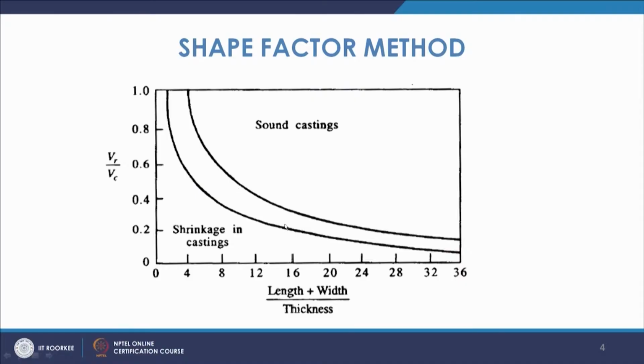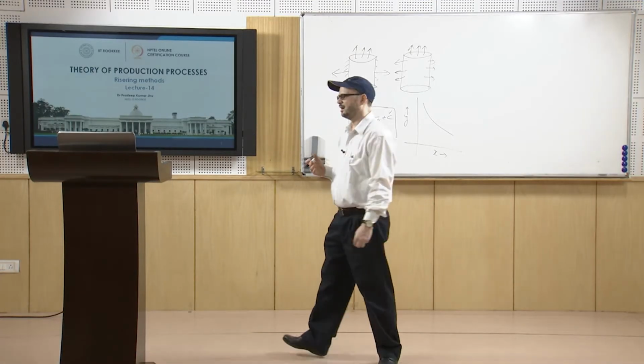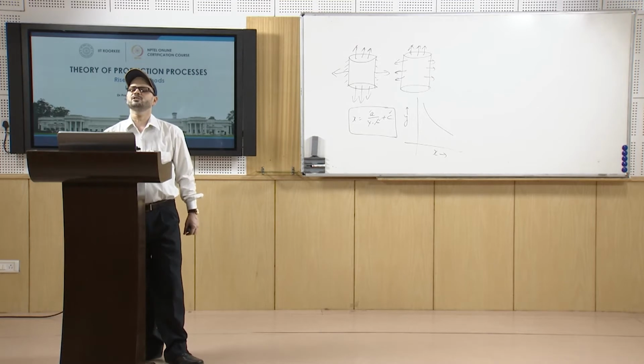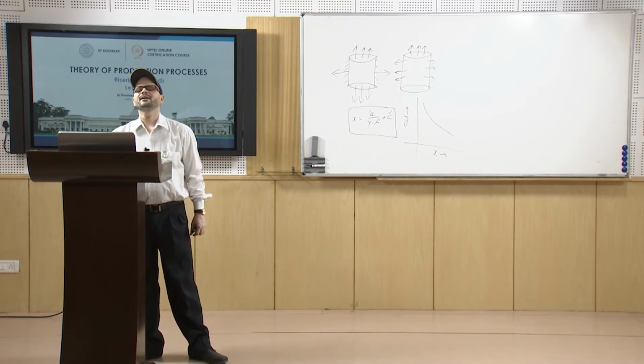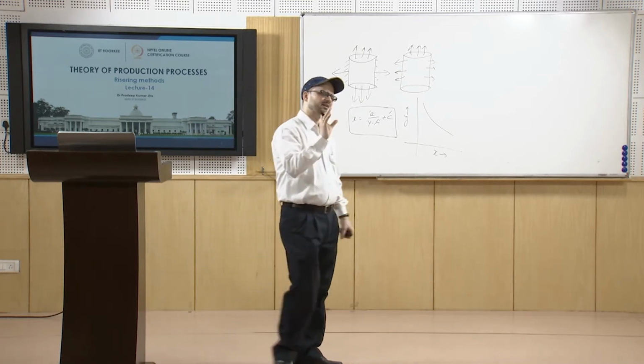This is the graph proposed by the Naval Research Laboratory, and that is why it is known as the NRL method. Once you know length plus width by thickness, if you come in between this, you can have satisfactory results, and if you come in this region, it is sound casting. But if you fall below that, then for this VR by VC you will have chances of porosity. It is an easier method, because you simply calculate length plus width by thickness, and from there you get the VR by VC point.